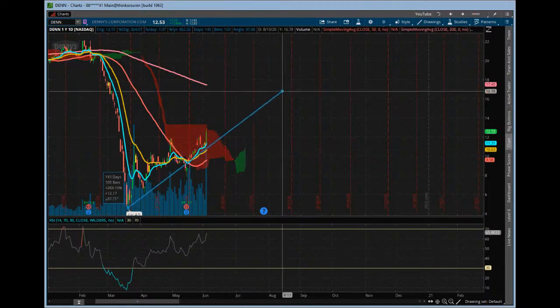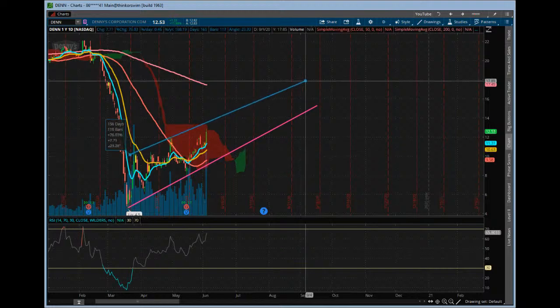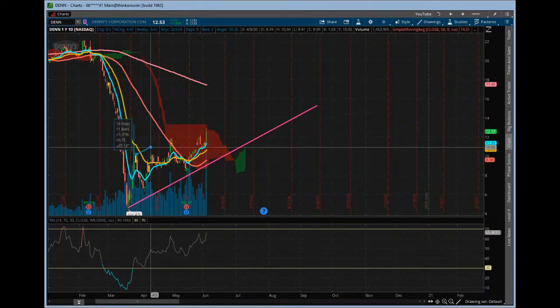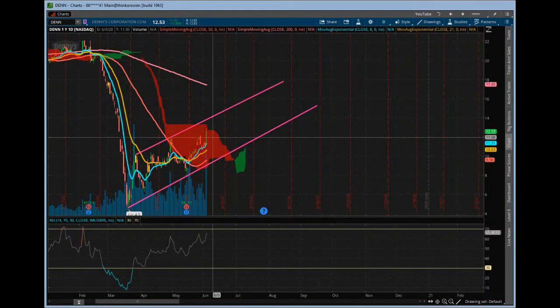Good stuff. Sideways action right here. Beautiful channel from here. Beautiful channel from there. So yeah, see how it's going. It's looking pretty good right here. See if we can get out of the cloud and work its way up to that next level up.